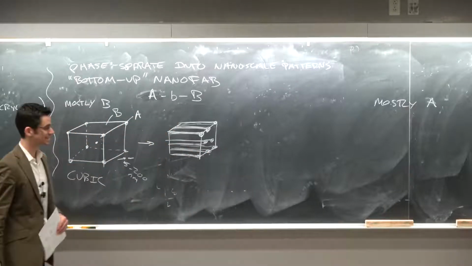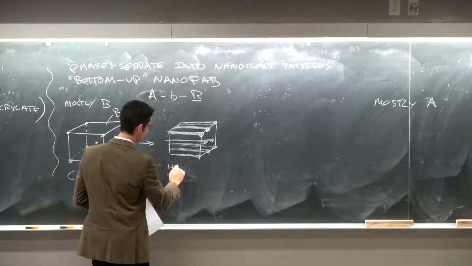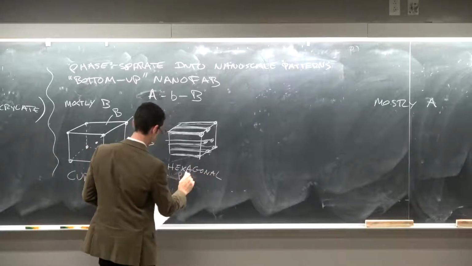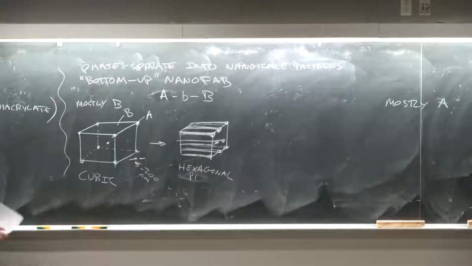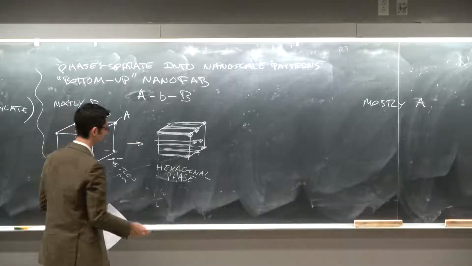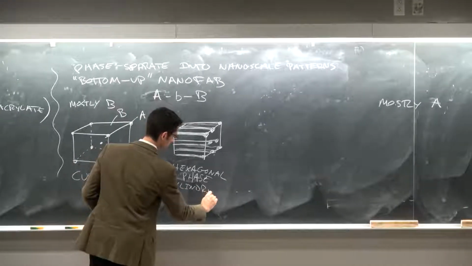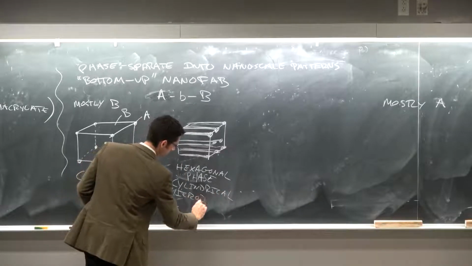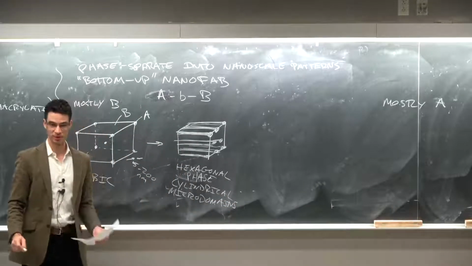Okay, that's a horrible mess, but you kind of see it. This is called the hexagonal phase. And these are cylindrical microdomains. Don't let the name fool you, they're really nanodomains.